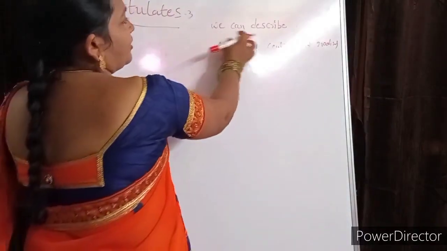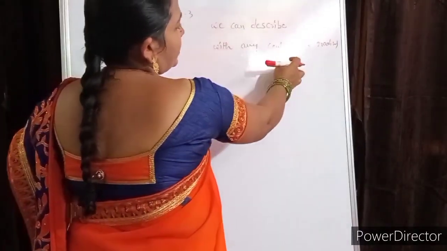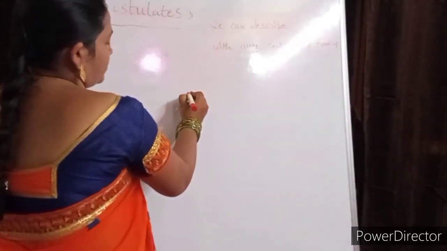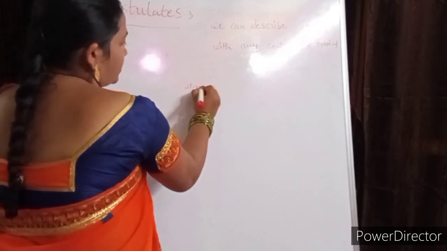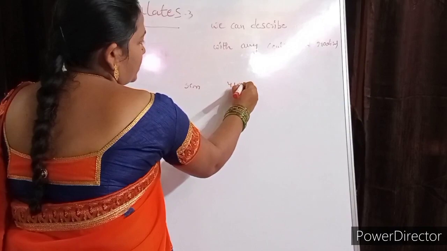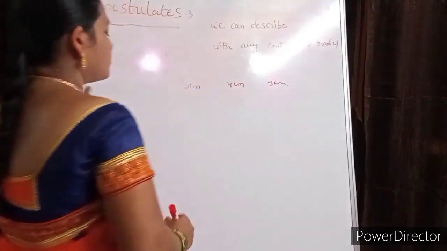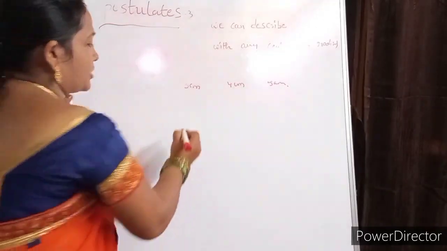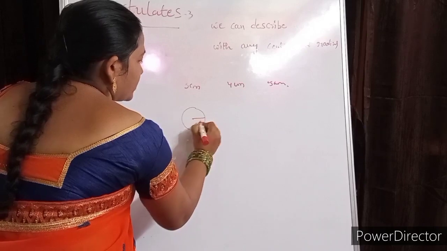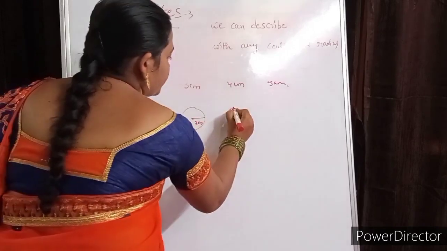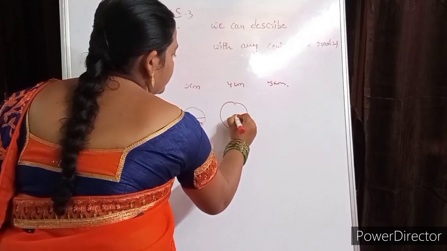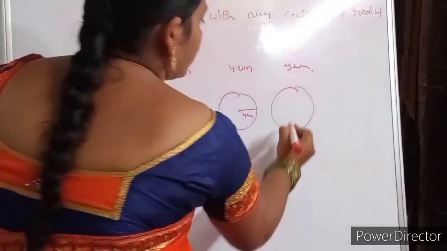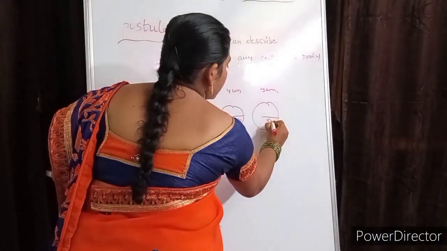Postulate 3. We can describe a circle with any center and radius. Take the given radii: 3 centimeters, 4 centimeters, 5 centimeters. By using a compass, draw a circle of 3 centimeters, 4 centimeters, 5 centimeters.